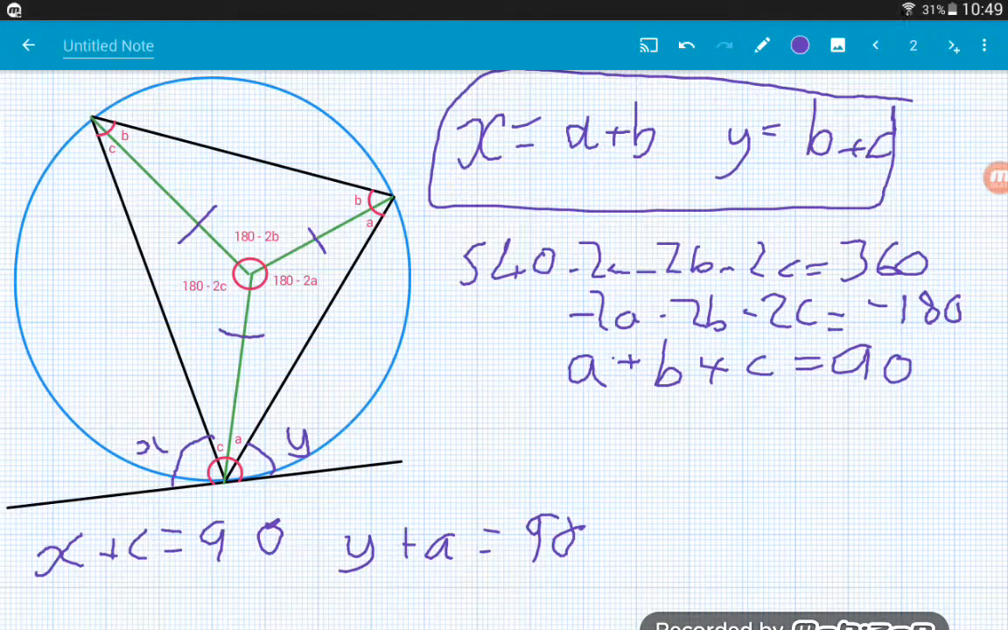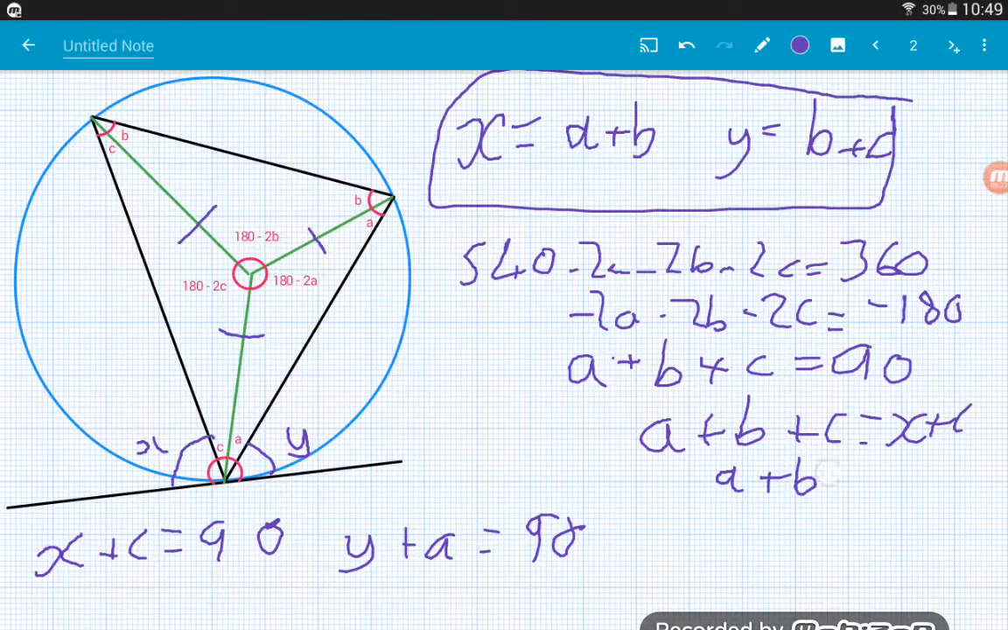If both of these expressions are equal to 90, we know then that these expressions are equal to each other. So in other words, A plus B plus C is equal to X plus C. And then if we take away that C, we get A plus B is equal to X. And we wanted to prove that. That was one of the two things that we wanted to prove.